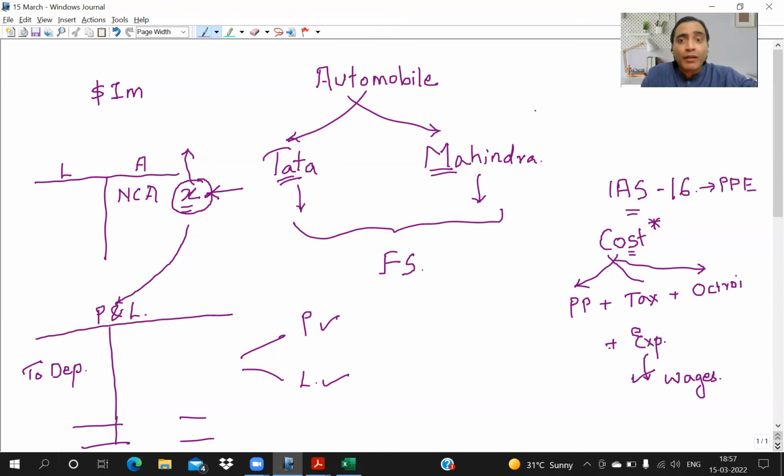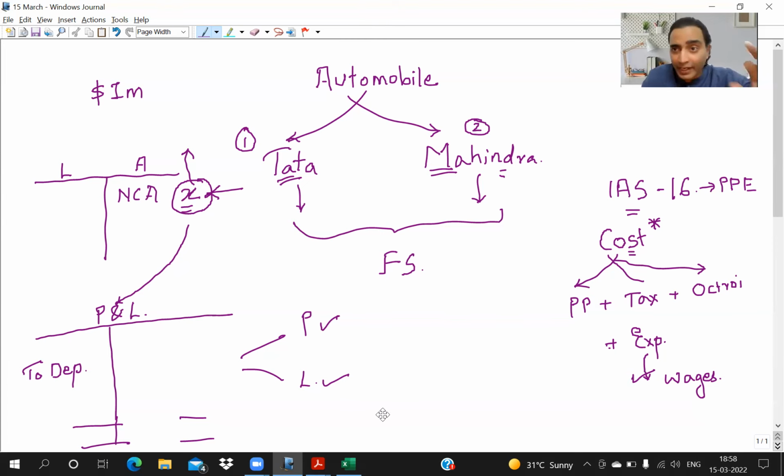Very true. Mahindra would have used another logic. They would have said, no, these are the wages not towards production of any output, but towards setting up of the plant. So we are going to add it into the NCA. So first and foremost, both Tata and Mahindra would have used their individual logics, their individual approach, their individual thought process to recognize these expenses.